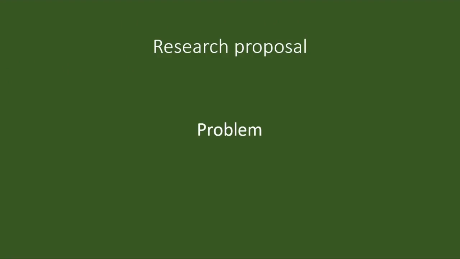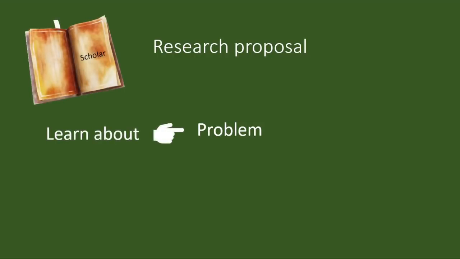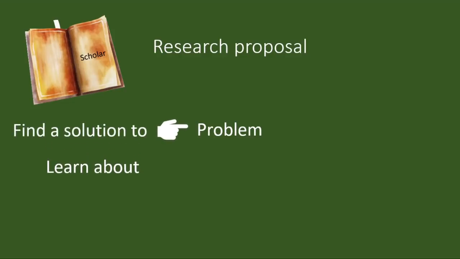A research scholar can investigate a problem in 2 ways. One, to study more about a problem. Here we are looking at the past. Two, to find a solution to solve the problem. In this second type, we are planning for the future. I understand that the literature has a lot of evidence about the problem.